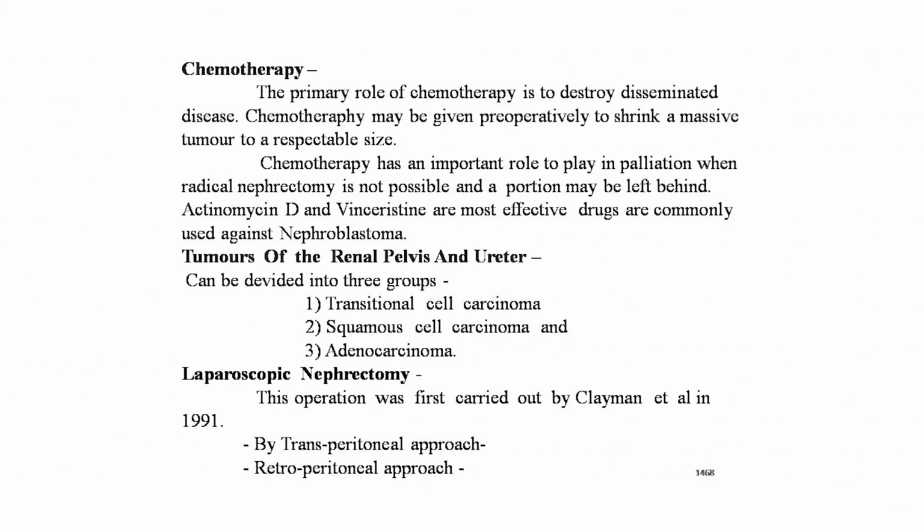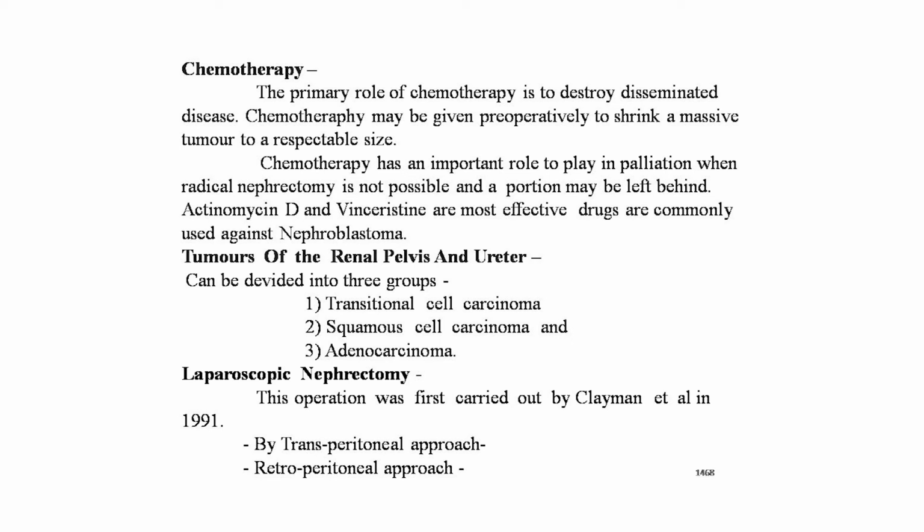Now the chemotherapy in nephroblastoma. The primary role of the chemotherapy is to destroy the disseminated disease. Chemotherapy may be given preoperatively to shrink the massive tumors up to the resectable size. Chemotherapy has an important role to play in palliation when radical nephrectomy is not possible and a portion may be left behind. Actinomycin D and vincristine are the most effective drugs commonly used against nephroblastoma.